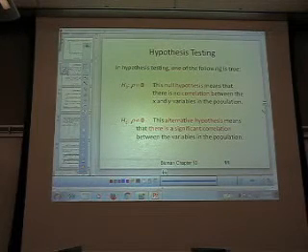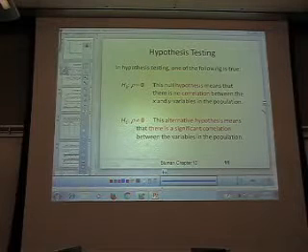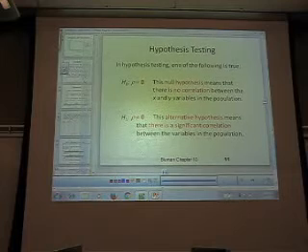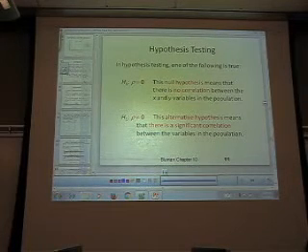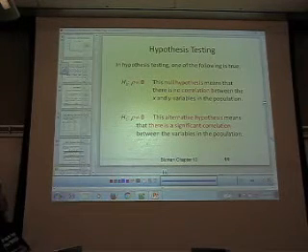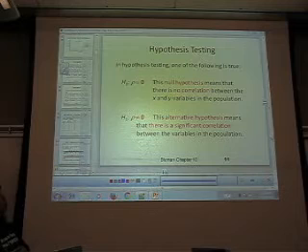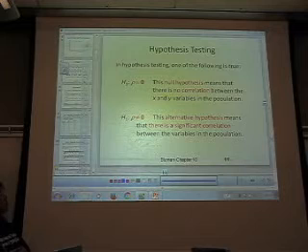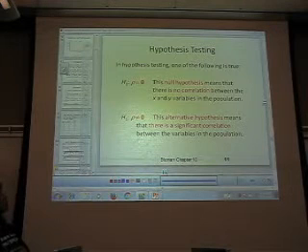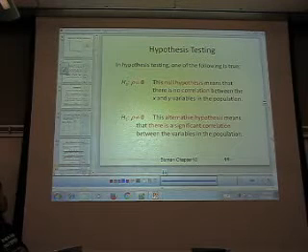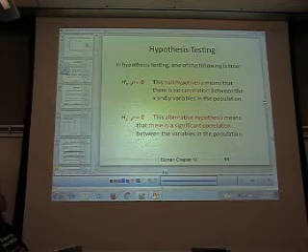How about Haley? Go ahead. Hypothesis testing. In hypothesis testing, one of the following is true. H naught: rho equals 0. This null hypothesis means that there is no correlation between the x and y variables in the population. H1: rho does not equal 0. This alternative hypothesis means that there is a significant correlation between the variables in the population.